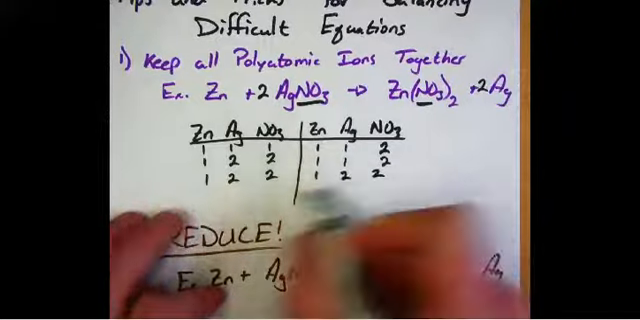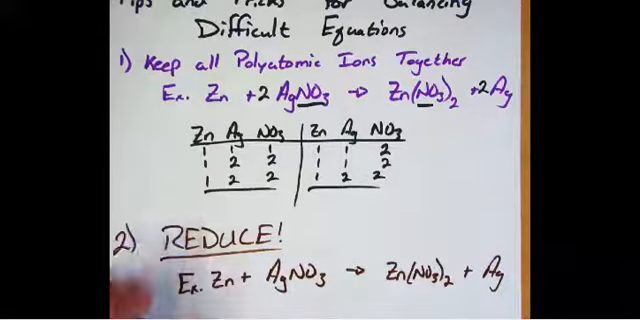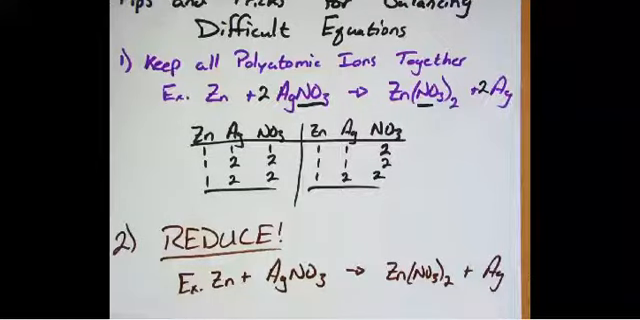Now, as we can see, it's quick and easy for us to check to make certain that the numbers appear in the same order because I ordered them the same up above. Since I have 1, 2, 2 and 1, 2, 2, that indicates to me that that is a balanced chemical equation. So our first tip is to keep all polyatomic ions together. It would have been much more difficult had we separated them.